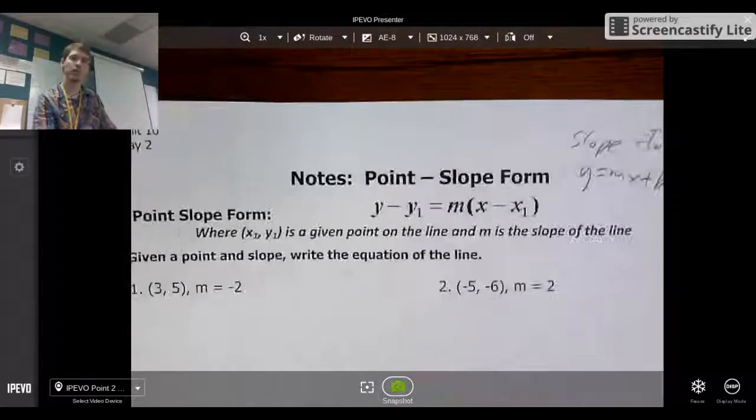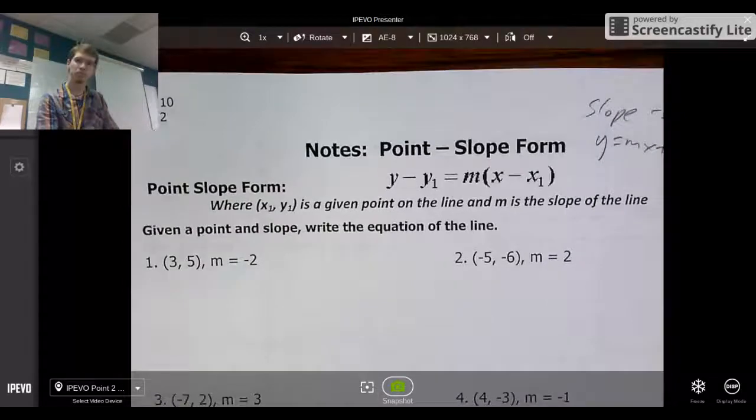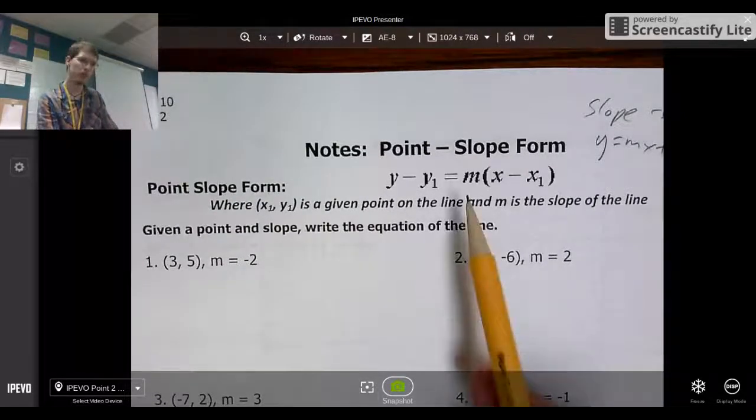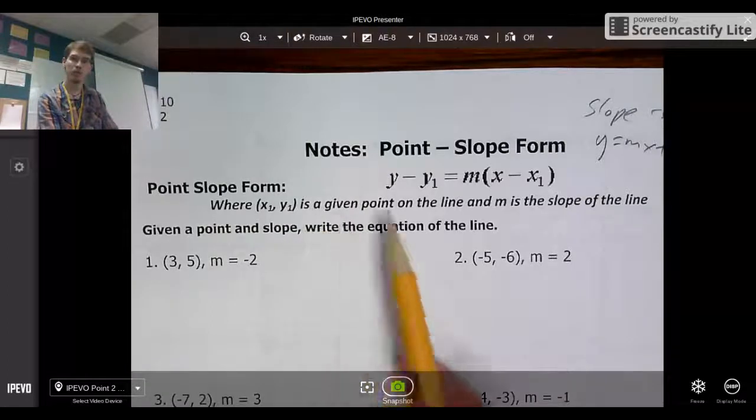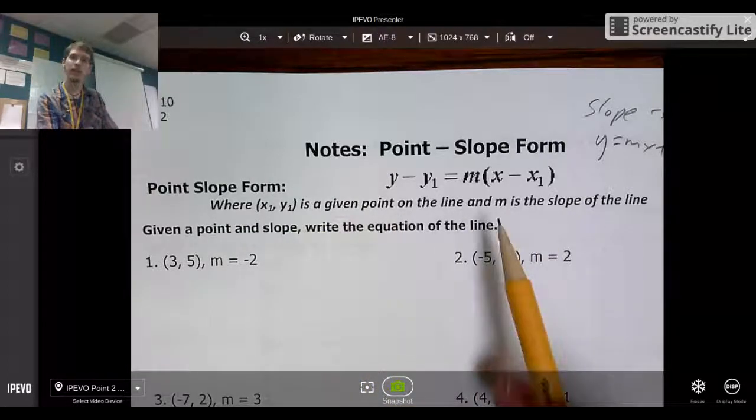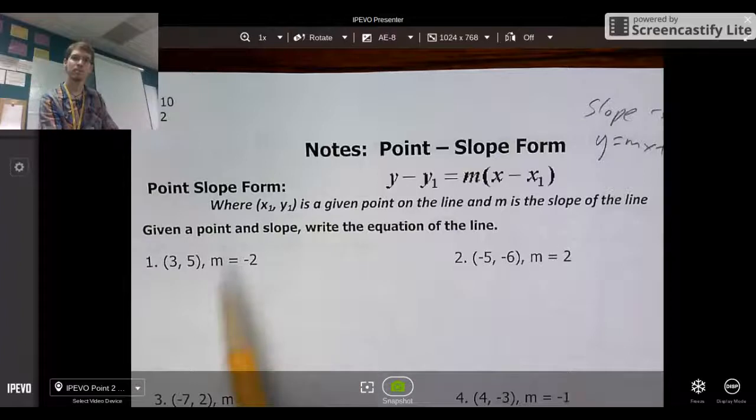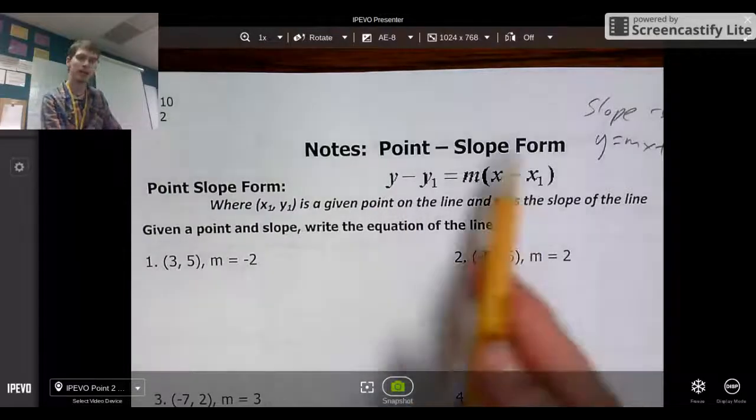Okay, so here's point slope form: y minus y1 equals m times x minus x1, where x1, y1 is a given point on the line, and m is the slope of the line. So given a point and the slope, write the equation of the line. For now, we're not going to do a whole lot with this. We will next page, but for now, we want to write it like this.